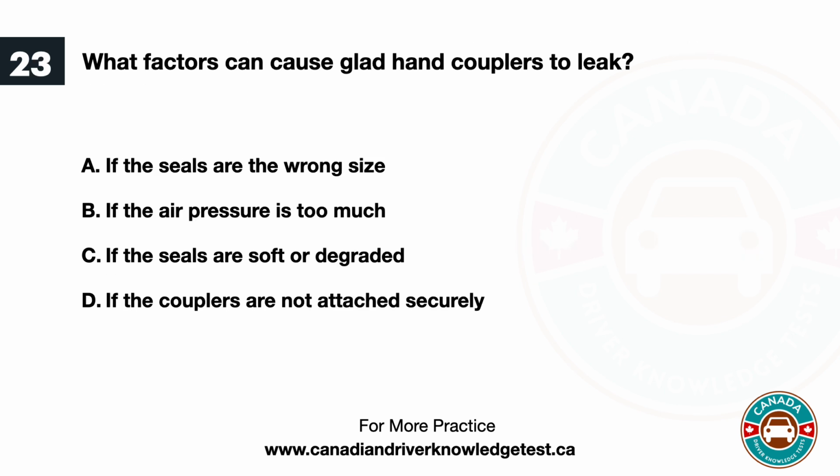Question 23. What factors can cause glad hand couplers to leak? A. If the seals are the wrong size. B. If the air pressure is too much. C. If the seals are soft or degraded. D. If the couplers are not attached securely. The answer is C. If the seals are soft or degraded.